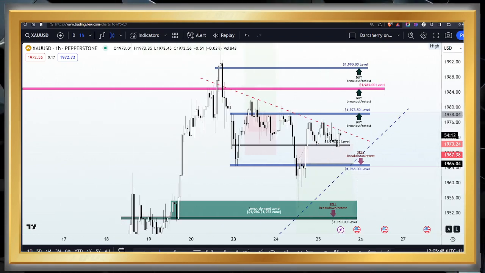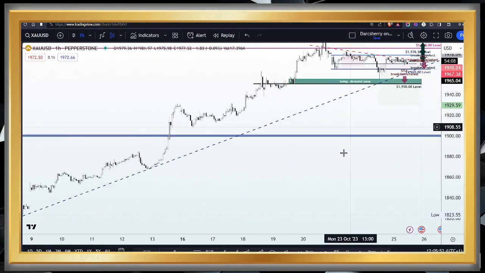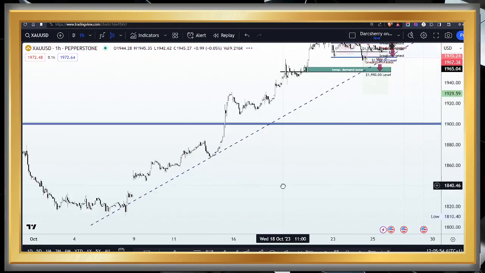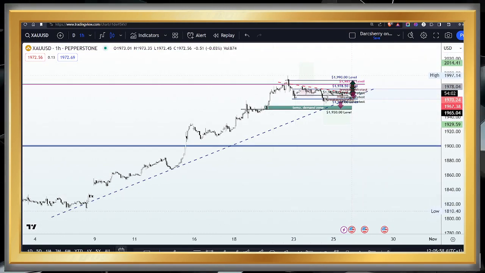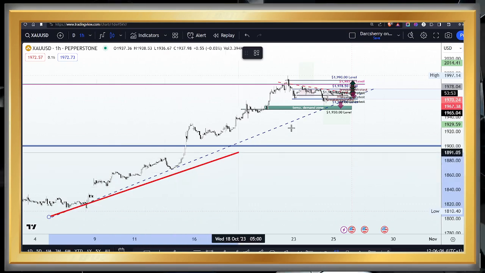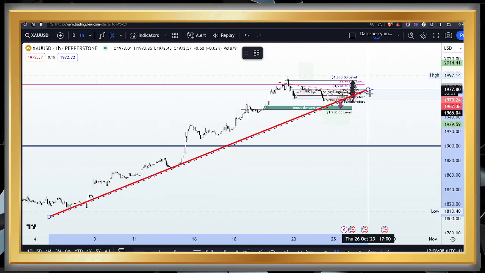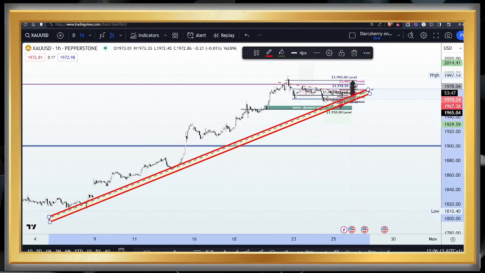Now, first of all, let's take into consideration what has been going on in this market since the beginning of this month. And if we take that into consideration, it is quite clear that the market is on a bullish momentum. And to further emphasize this, we were able to connect the series of higher lows, giving us this beautiful ascending trend line to work with.